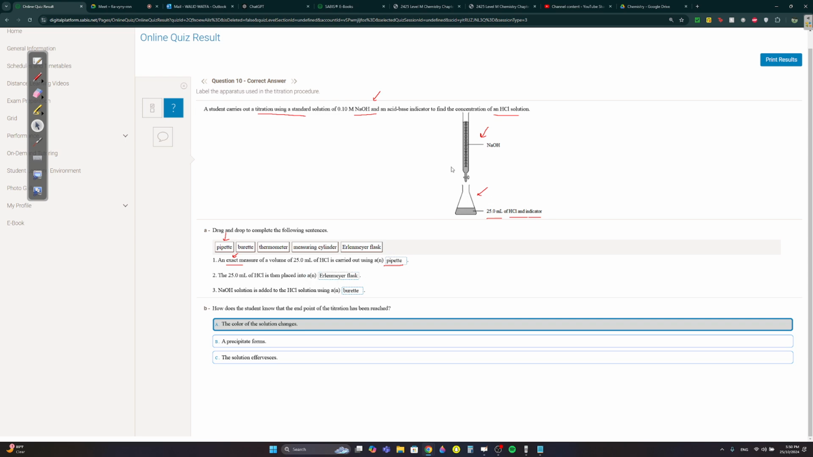Then we place it here. Then we start dropping some NaOH, right? So NaOH solution is added using a what? Obviously, this is a burette, right? How does the student know that the end point has been reached? What happens at the end point? The color of the solution changes by the acid-base indicator, right? The indicator will change its color.